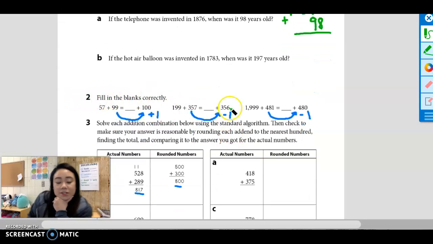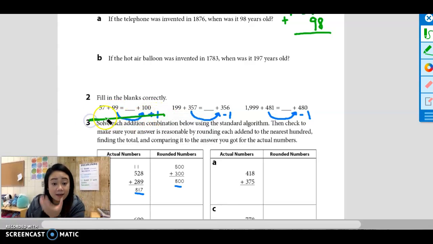2, fill in the blanks correctly. So for this one, I noticed that for 99 to get to 100, you added 1. So if you give, you have to take. Okay, so if you give 1, you got to take away 1. So what is 1 less than 57? 56. If you double check, it's the same answer.